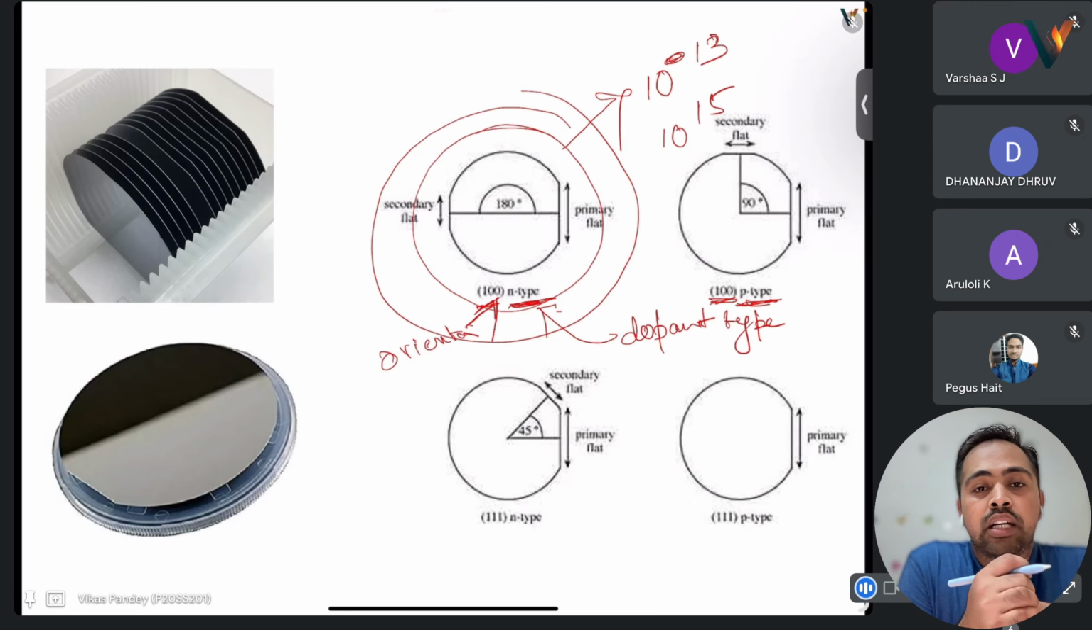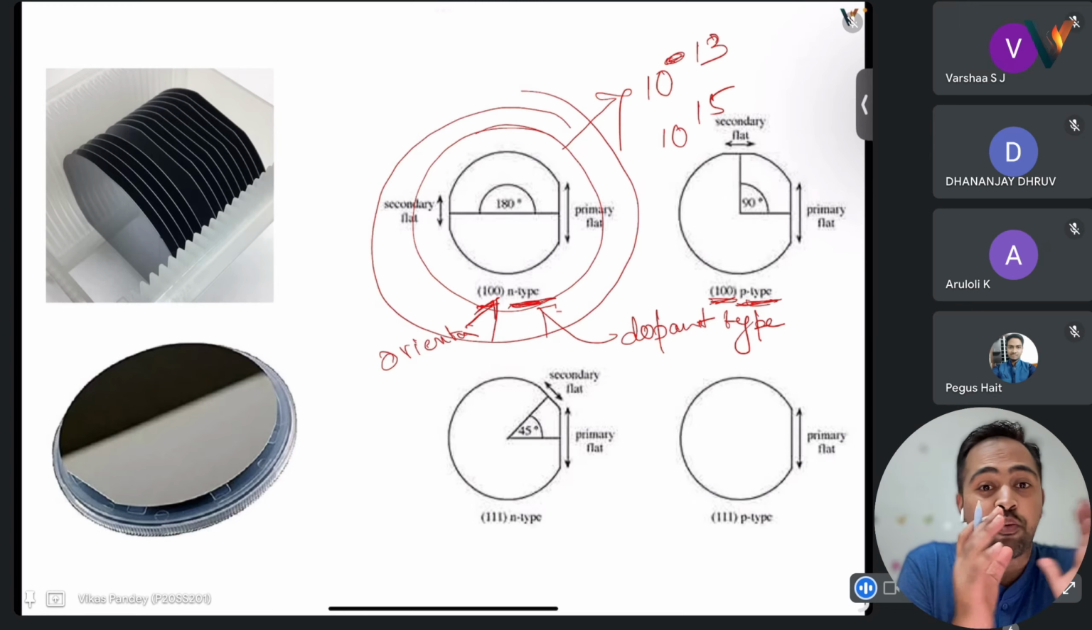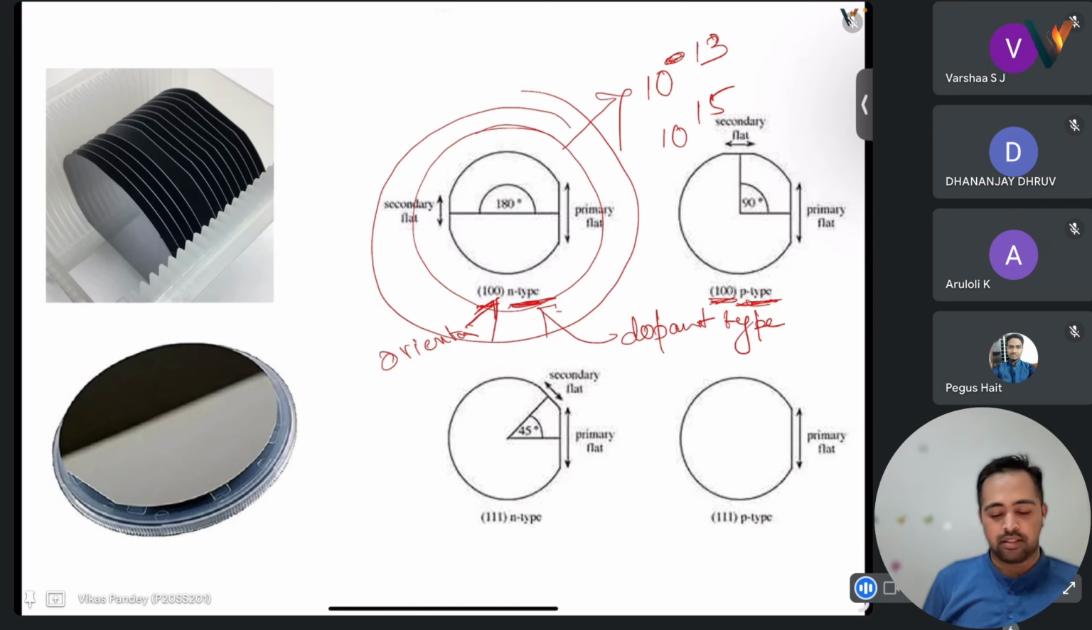And one more thing is orientation. Are you clear with what orientation is? 100, 111, I am telling. Yes, sir. You are from an electronics background, right? Anyone else who has any doubt about what this 100 or 111 is? Okay, I think everyone knows.